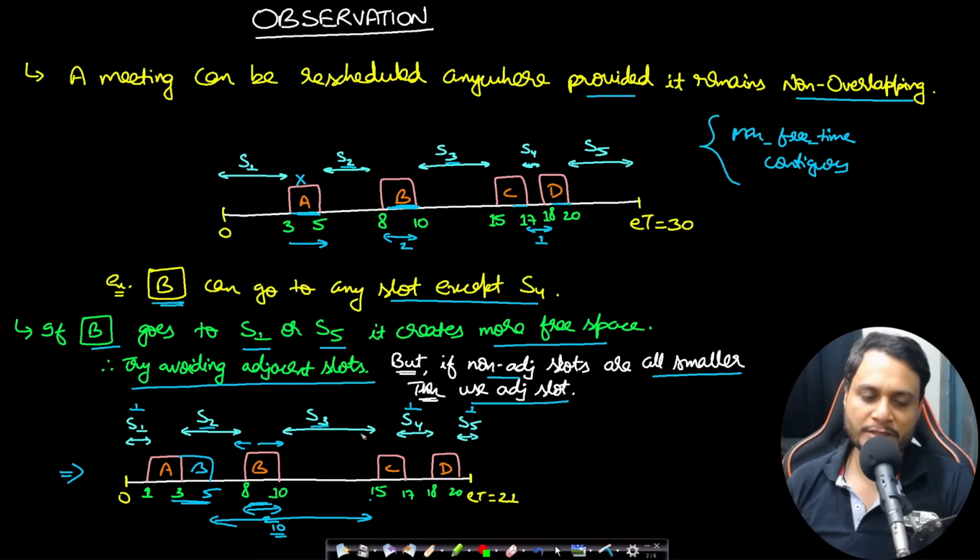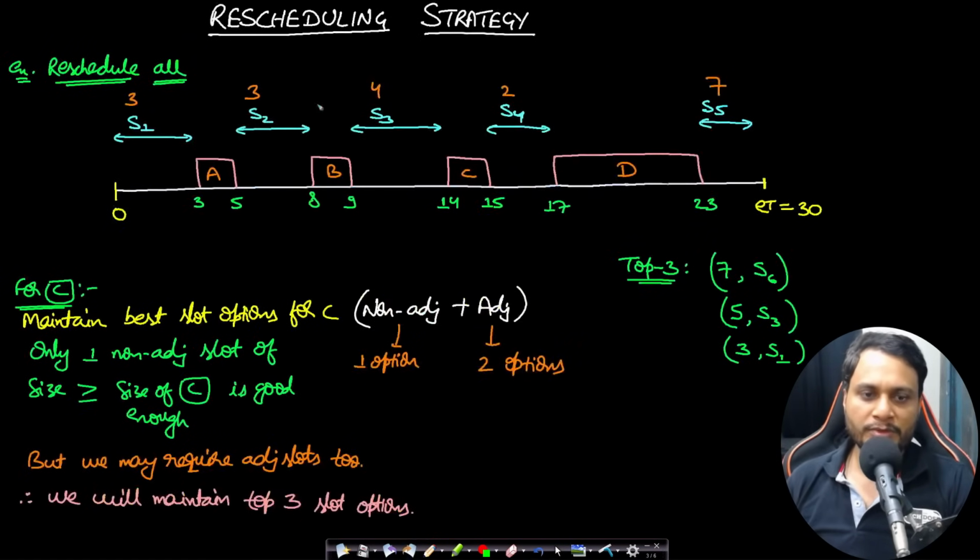Okay, and we have to repeat this for all the meetings. So I hope the observation is clear. Now let's look at the rescheduling strategy. As you already know, if we take a meeting C and try to reschedule it, then I will try to avoid the adjacent slots to maximize my free time after rescheduling C. So I have to find a non-adjacent slot which is able to accommodate the meeting C. Meeting C width is 1, and can it be accommodated by either S1, S2 or S5? Yes, it can actually be accommodated by all of them.